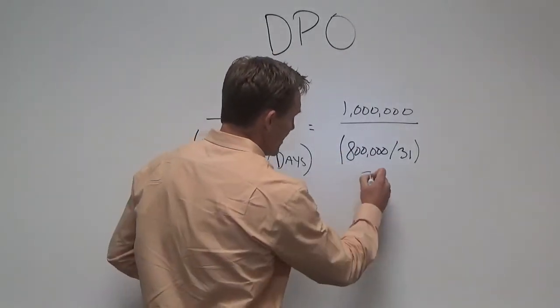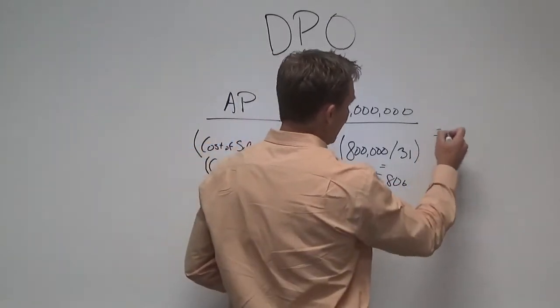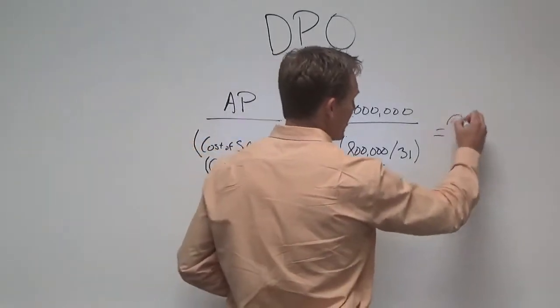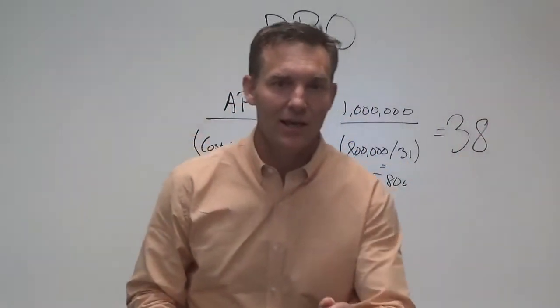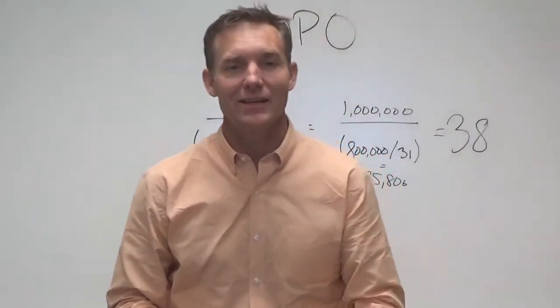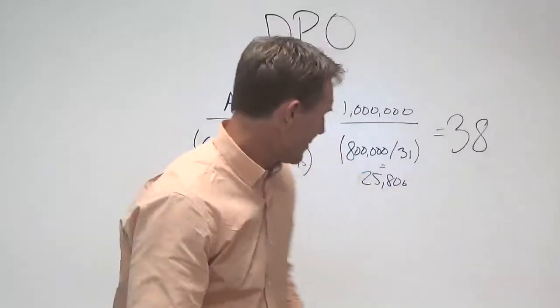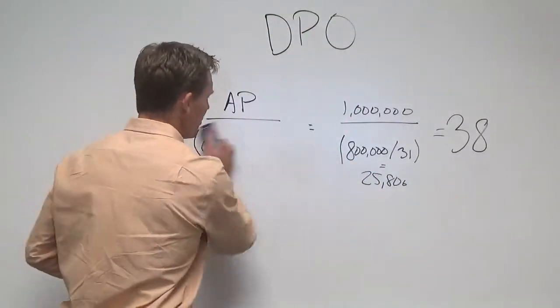This happens to be $25,806. And if we take $1 million divided by $25,806, we get 38. What does that tell us? It tells us that it's taking us 38 days to pay other people. Is that good? Is that bad? Well, I don't know. It's neither good nor bad.